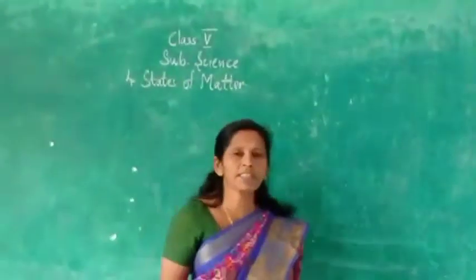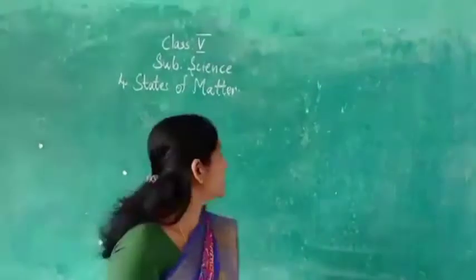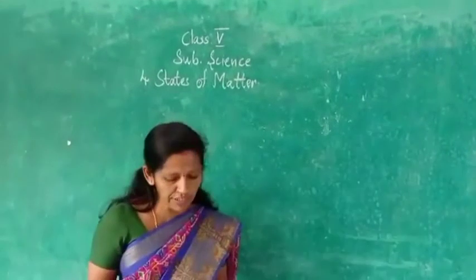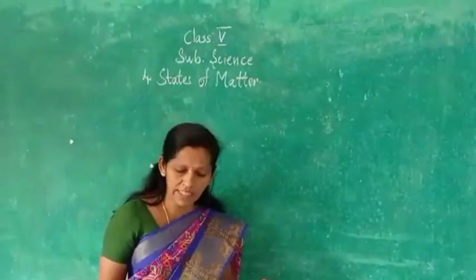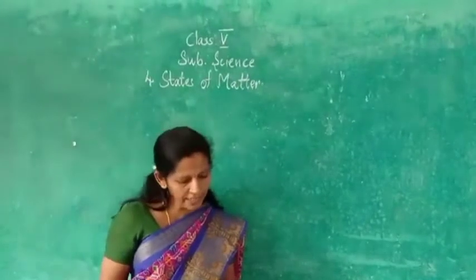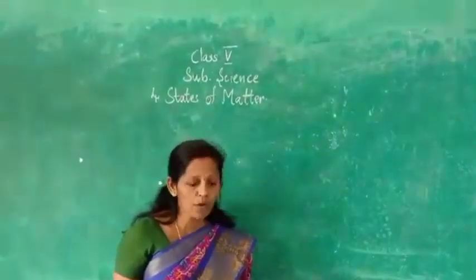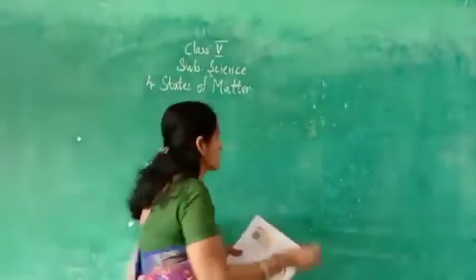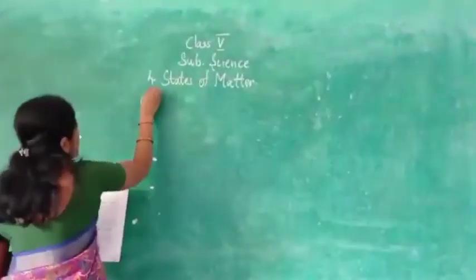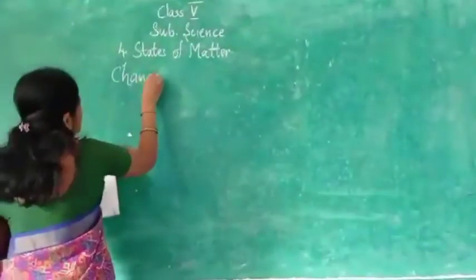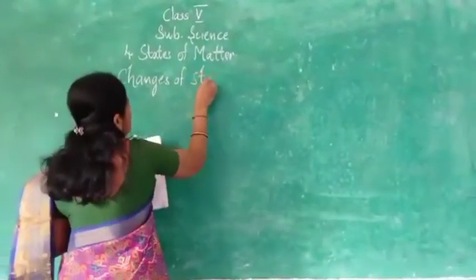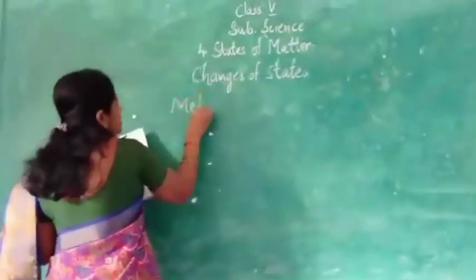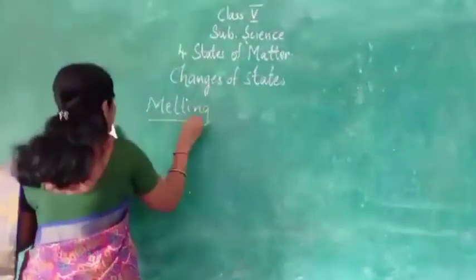Good morning students. Okay, we have started the discussion, beta, fourth lesson, states of matter. In this we have learned what is matter and what are the states of matter. We have completed the properties of solids, liquids and gases also. Next we started changes of states, beta. In this we have completed yesterday's class, melting.